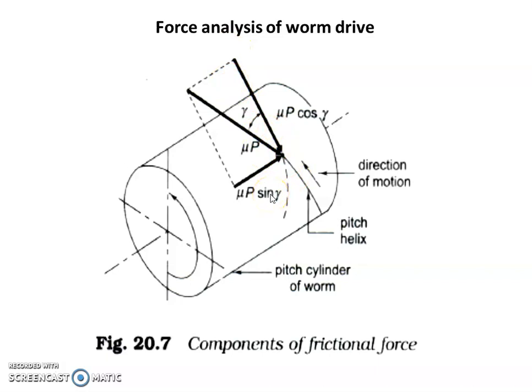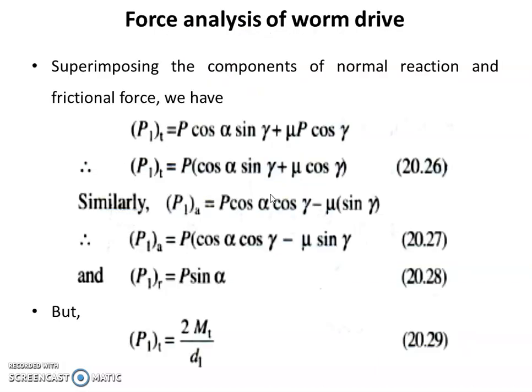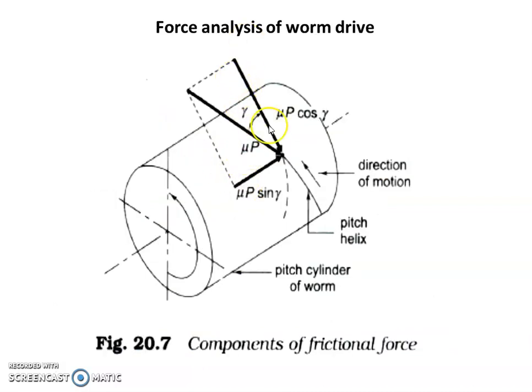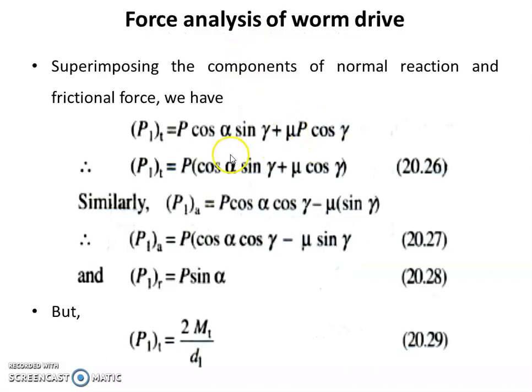So while considering the resultant forces, we will have to superimpose the components of normal reaction and frictional force. We have not done this practice for other types of gears before, but for the first time we are considering the superimposing concept for the components of normal reaction and frictional force. So the tangential component of force in the case of worm must be superimposed. That means we will have to add both, that is, mu p cos gamma will be added to p cos alpha sin gamma.